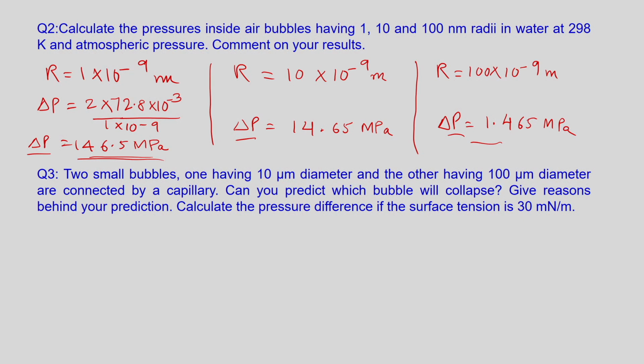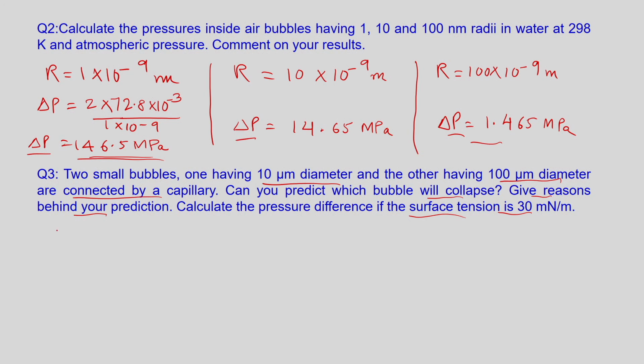Then the next question is the one where we are comparing two small bubbles. You calculate for two small bubbles, one having 10 micrometer diameter, the other having 100 micrometer diameter. They are connected by a capillary. Can you predict which bubble will collapse? Give reasons behind your prediction. We are also asked to calculate the pressure difference if the surface tension is 30 millinewton per meter.